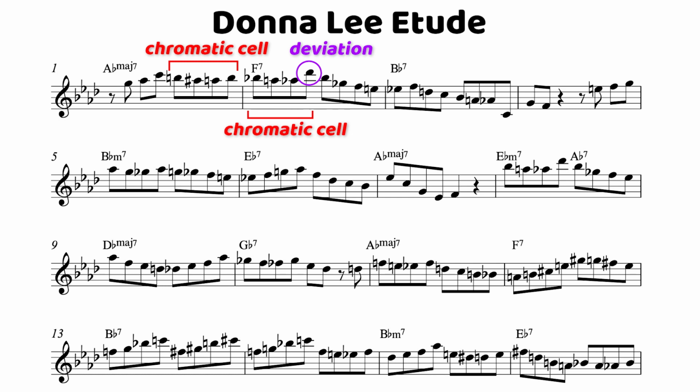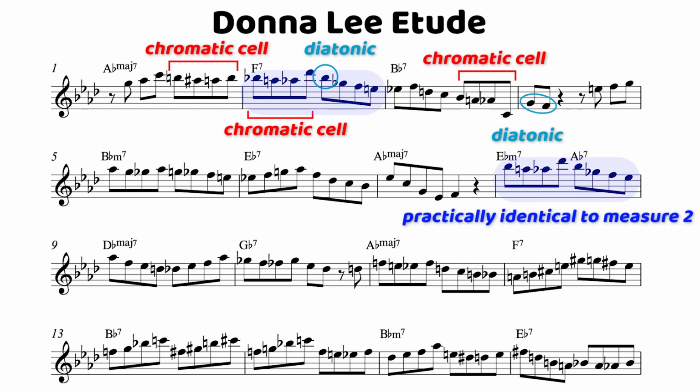Measure 3 features a chromatic cell on beat 3, and this has a slightly different direction, plus it also features a different note on beat 4. Notice in particular the chromatic cells in measure 2 and measure 3, how they are leading to something else that is diatonic. This is allowing for good voice leading. Now, it's also interesting to note that measure 2 and measure 8 are practically identical, barring one note.